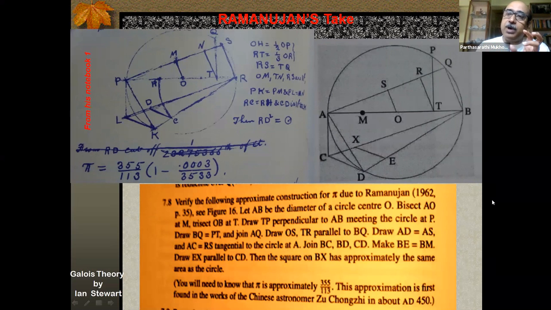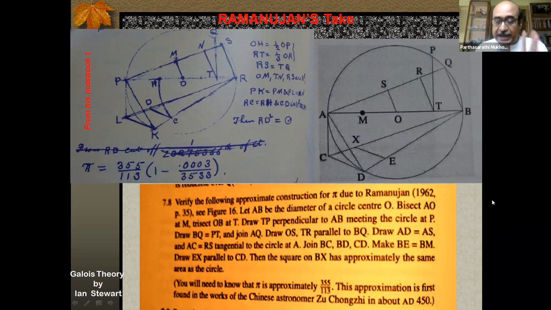So whatever pi you are using, if you want to do the exact construction, ultimately you are not able to do it because you don't get the exact value of pi. At the end of the day, that is the crux of the whole story. So what kind of approximation Ramanujan used, as you can see here, there is a value of pi he suggested. With that, he thought that he could almost get the equal area.